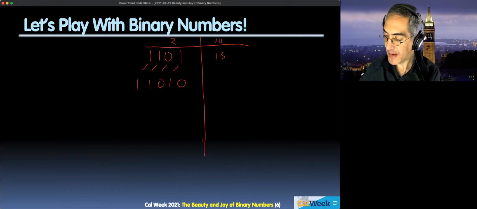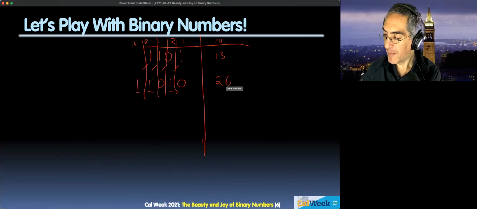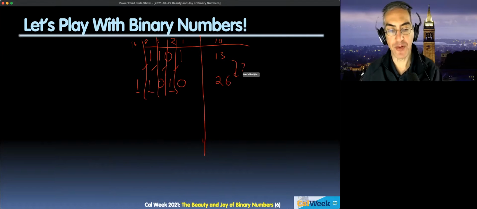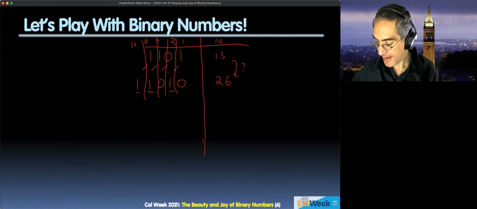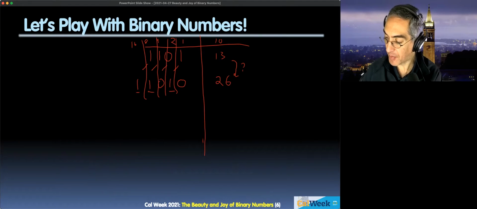Remember, this is 13. Now, the columns are 16, 8, 4, 2, and 1. This is 2 being reused as both the base number and the column number. So if I do this, what happened? 16 plus 8 plus 2. Well, 8 plus 2 is 10, plus 16 is 26. What just happened to the number? Mystery. It doubled, didn't it?